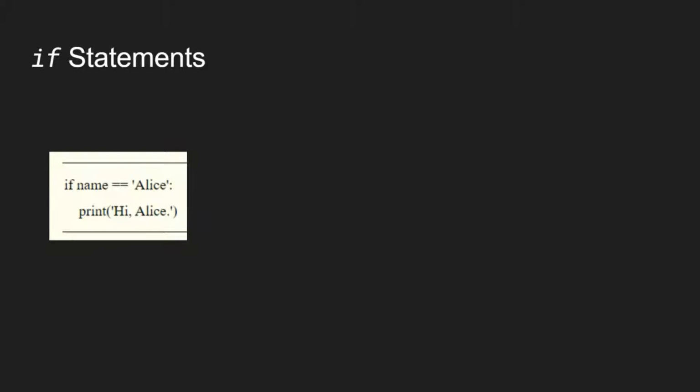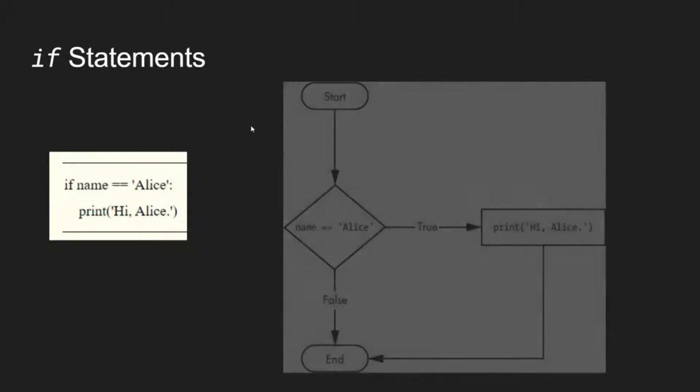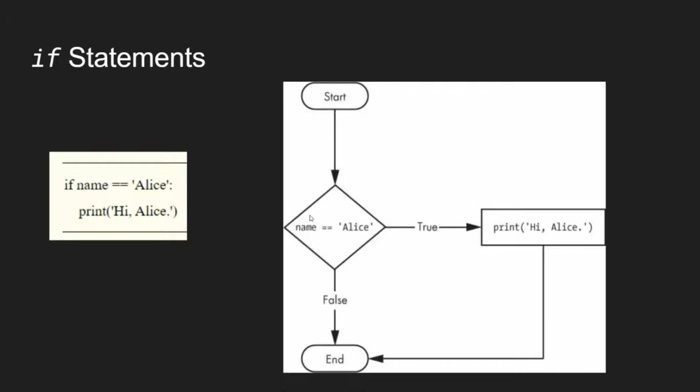This if statement's clause is a block of code, print hi Alice. So if we were to use the flowchart analogy, we see, does name equal Alice? If this is true, then we print hi Alice. Otherwise, the program just ends.